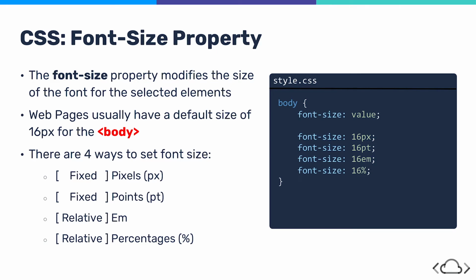So when we talk about the actual CSS font size property, it modifies the size of the font of our HTML element, which we can refer to as our selector. A good thing to note is that web pages usually have a default size of 16 pixels for the body, or whatever your browser setting is set to. There are 4 ways to set font size: 2 fixed sizes, which are pixels and points, and 2 relative sizes, which are ems and percentages.